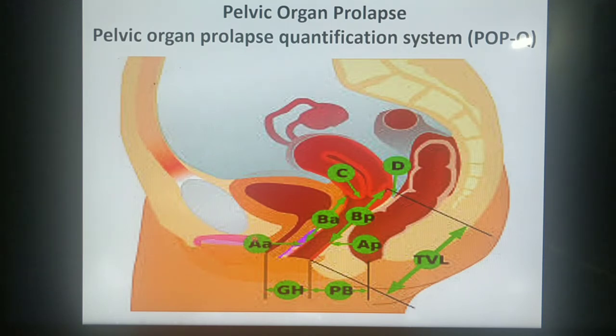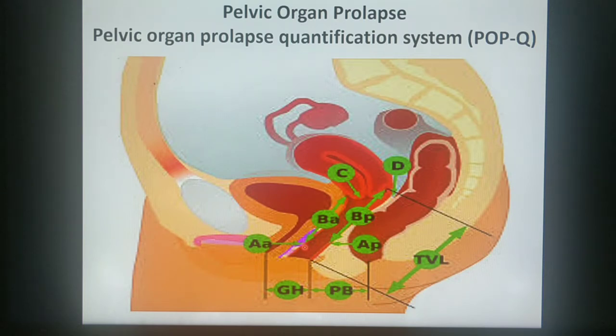Point Aa. So there are 2 points Aa and Ba on the anterior vaginal wall. This is the anterior vaginal wall. Similarly, there are 2 points Ap, corresponding points, and Bp on the posterior vaginal wall. So point Aa is a point located in the midline of the anterior vaginal wall, 3 cm proximal to the external urethral meatus. External urethral meatus, 3 cm proximal to it.